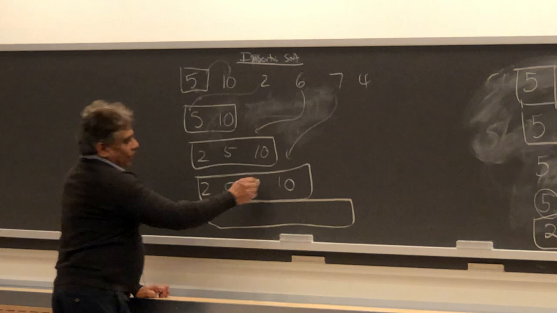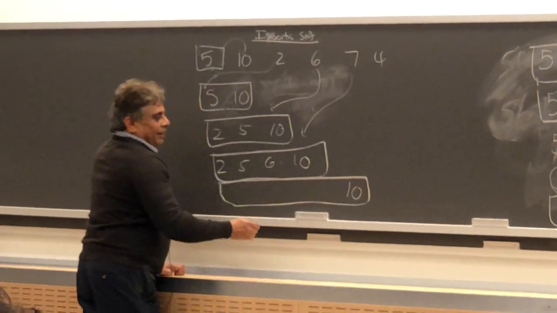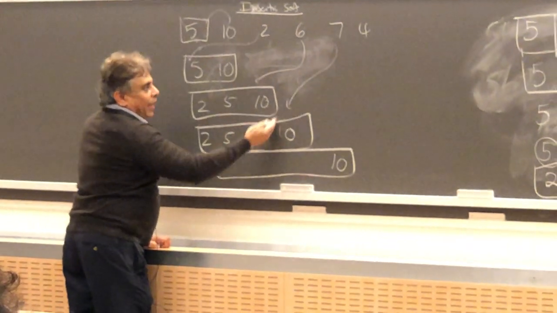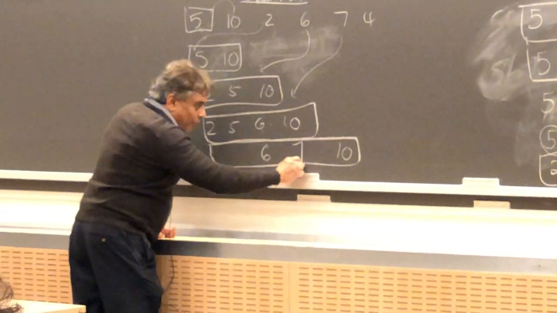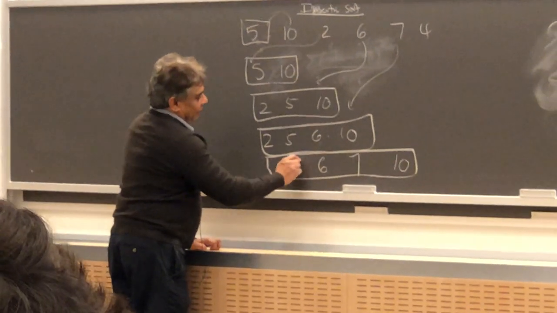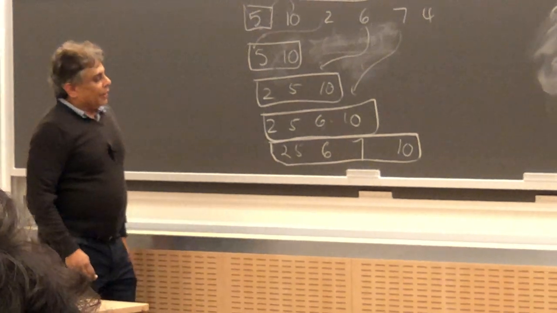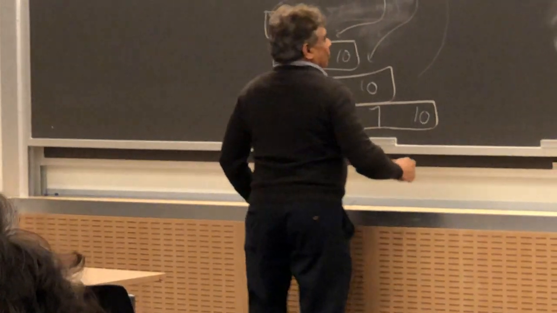Right? So where does it go? It goes here, right? It goes here means that you have to push 10 here. Okay, now we say, well, 7 is bigger than 6, so I'm not going to do anything there. I will put the 7 here. Right? 5 and 2. Okay, so finally I have to do 4.